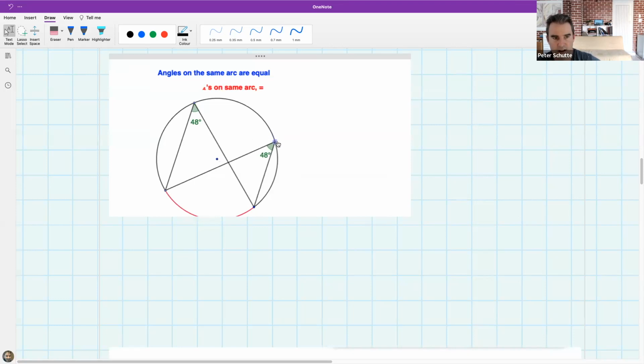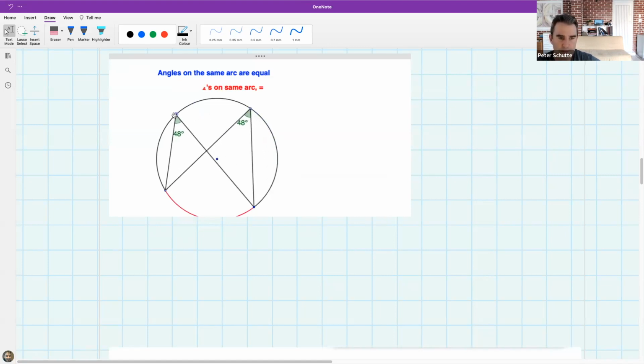So that is angles in the same segment, or angles on the same arc. There's two different ways of saying it, but that shape often comes up. The important thing, though, is not any butterfly has this property. There's something special about this butterfly. Who would like to tell me what is special about this butterfly that makes it have this property?